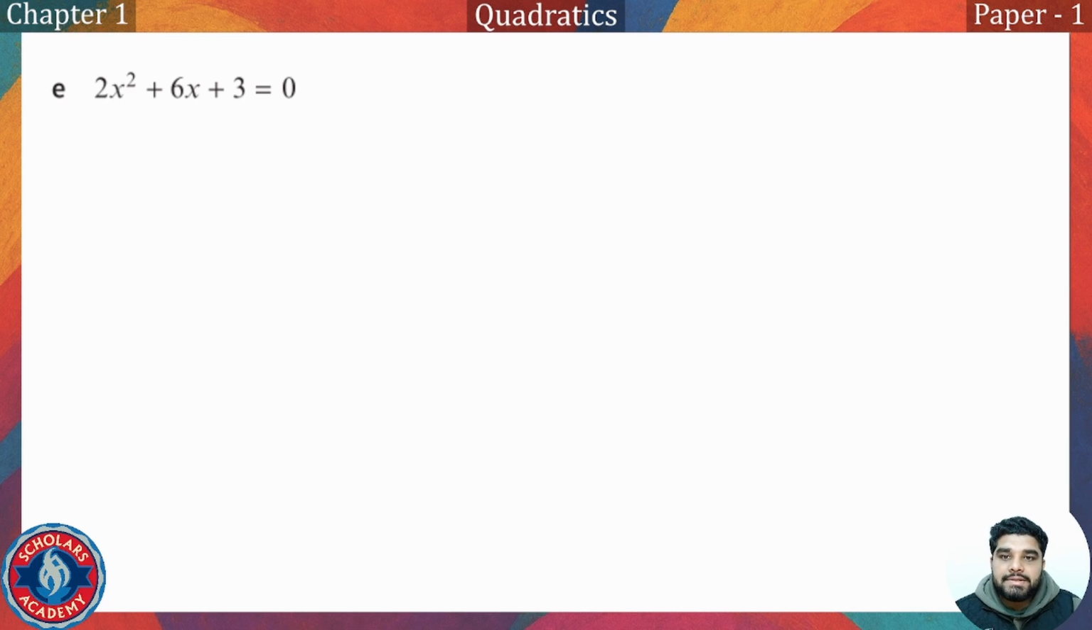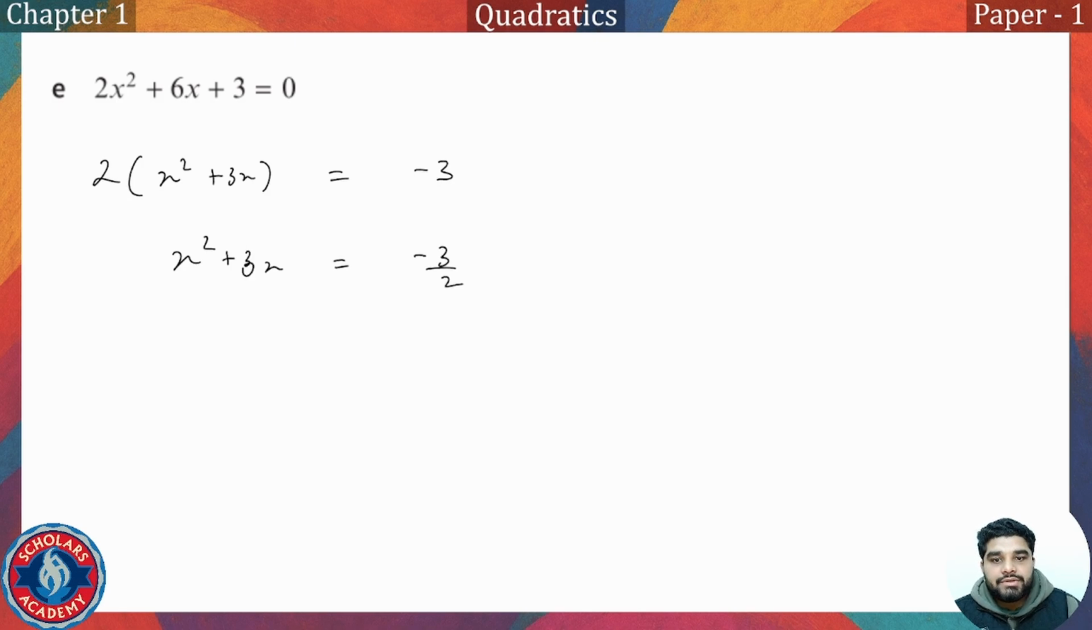Alright, so now we'll take 2 common. x square plus 3x, and we'll take this 3 to the other side, negative 3. x square plus 3x is equal to minus 3 by 2. We'll complete the square over here. 2b is equal to 3, b is equal to 3 by 2, b square is equal to 9 by 4. x square plus 3x plus 9 by 4 minus 9 by 4 is equal to minus 3 by 2.